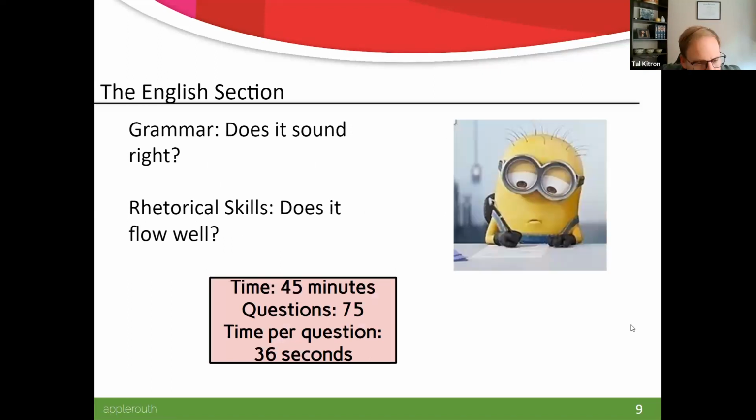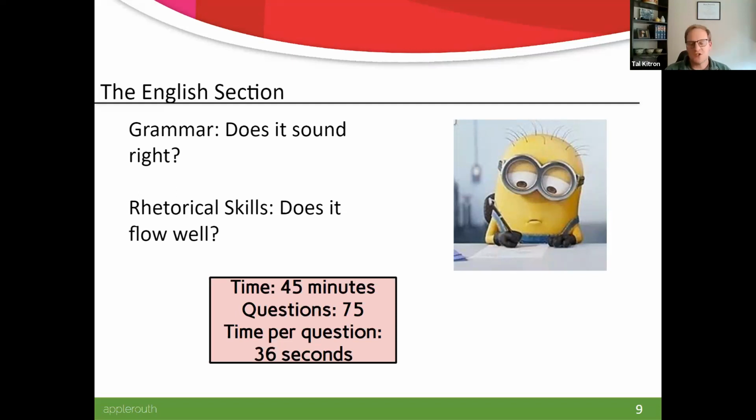So first up, let's talk English, which is section 1. Number one thing is we've got to differentiate between grammar questions and rhetoric, which is actually pretty easy to do. Grammar questions will have a no change option. Rhetoric questions will have a question. There'll be some sort of job to do.